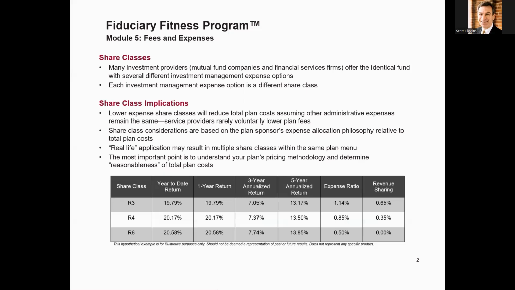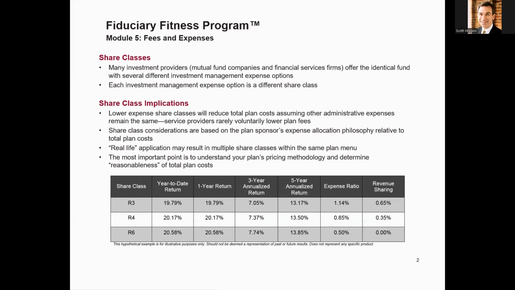Now, R typically stands for retirement, and there are different categories of share classes for institutional retirement buyers, but know that the expense ratio differs by the same amount, and the returns will differ by the same amount as well. So what are the implications of these various share classes?